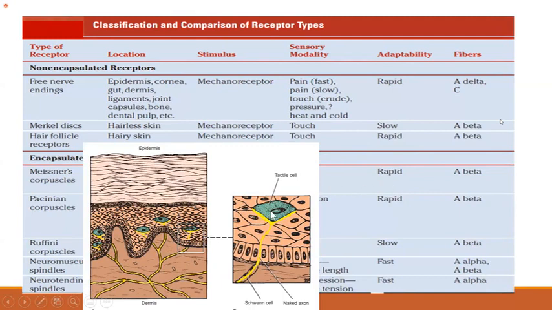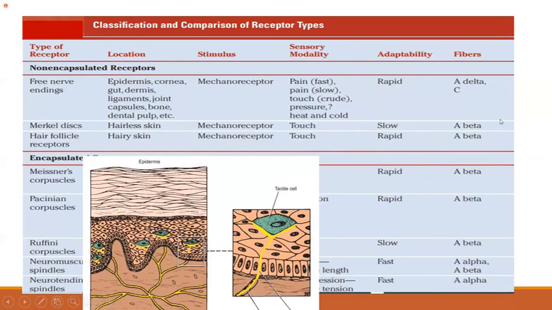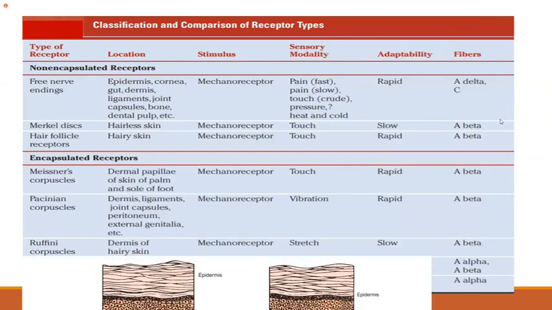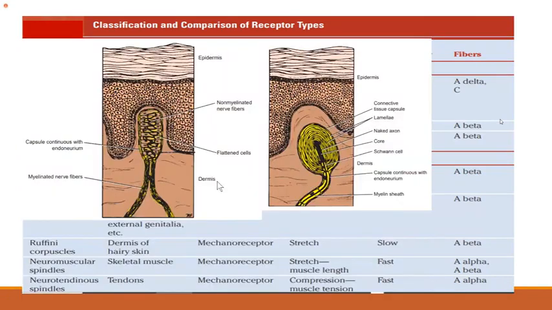Then hair follicle receptors. They again respond to touch. They are supplied by A beta fibers. Then come the encapsulated receptors, which are Meissner's corpuscles and Pacinian corpuscles. Pacinian corpuscles are associated with the sensation of vibration. They convert the sensation of vibration to electrical impulses, which then travel through our nerves, to the dorsal root ganglia, spinal cord, and to the cortex through the thalamus.